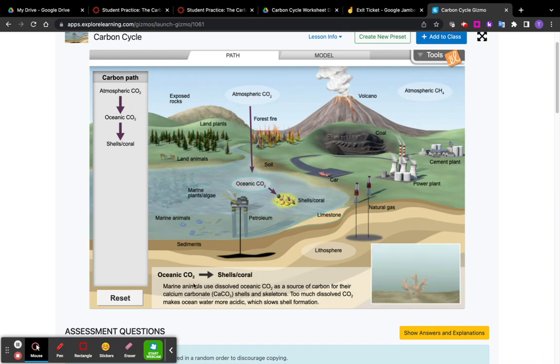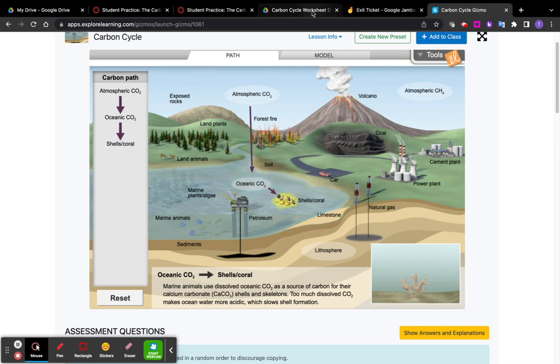Boom. It says that marine animals use dissolved oceanic CO2 as a source of carbon for their calcium carbonate. Check that out. The CO2 that was dissolved in the ocean is now used by marine animals, and they break the bonds of CO2 and reform it to make CaCO3. Here's that carbon. It's calcium, carbon, and 3 oxygens. So it is no longer a gas. It is no longer CO2. The carbon from CO2 was taken off, and it looks like they used the O2 as well. They turned it into something hard, like the shells of its skeleton.